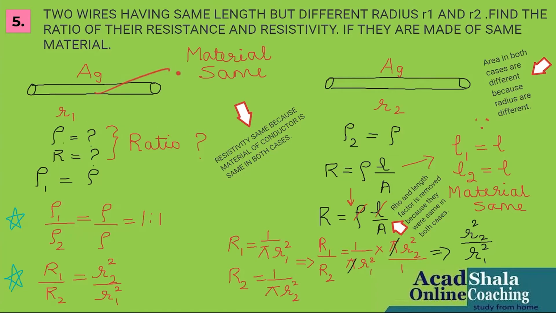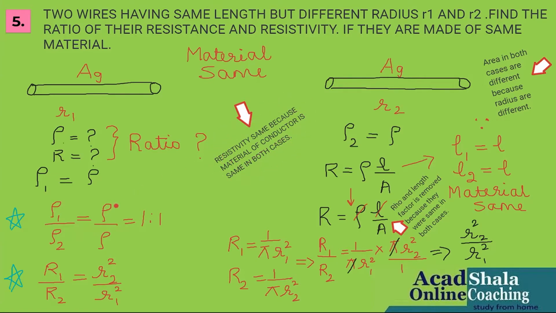Okay, in the first case, the radius R1 I have written. What we have to find out is the resistivity and the resistance, but what I have to find out is the ratio, because they have written clearly find the ratio of the resistance and resistivity. So I have written over here that in both the cases I have to find out the ratio for resistance and resistivity. Now if I know that the resistivity is the same, that means over here rho 1 is equal to rho, and over here also rho 2 is equal to rho, because I have come to know about the concept, resistivity will be the same.